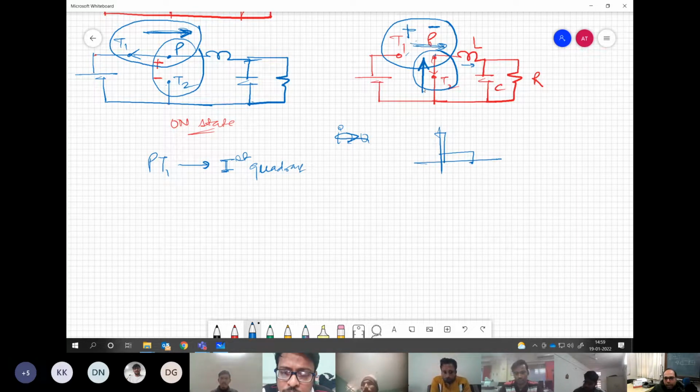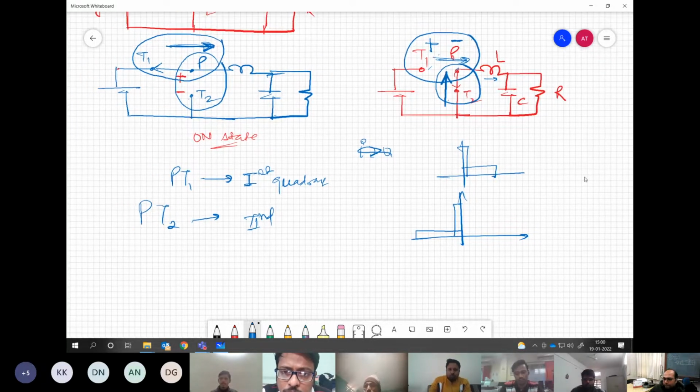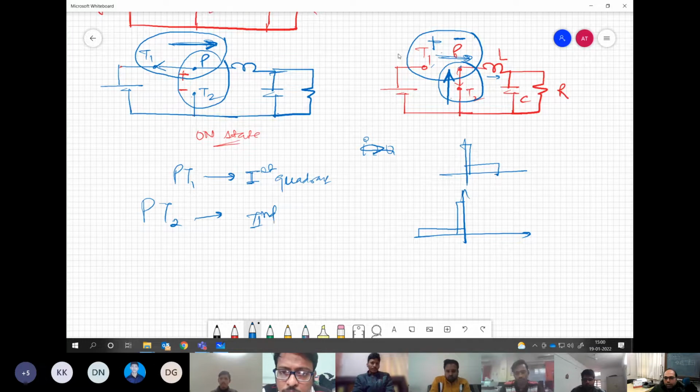For PT2, it is reverse. The current is flowing from negative to positive. So PT2 is something like second quadrant operation, where the current is positive but voltage is negative. Is this clear or not? You are able to see the polarities, right? Plus, minus, and then how it is changing here with the direction of current.